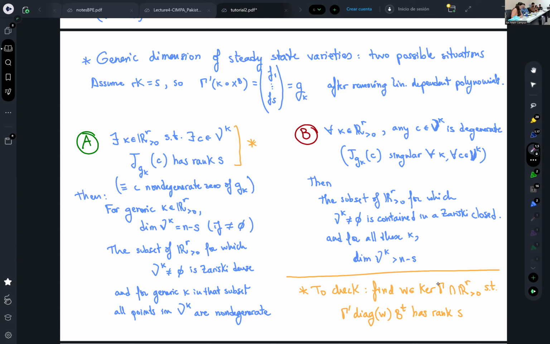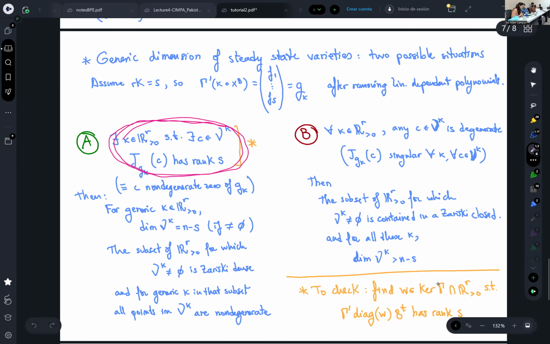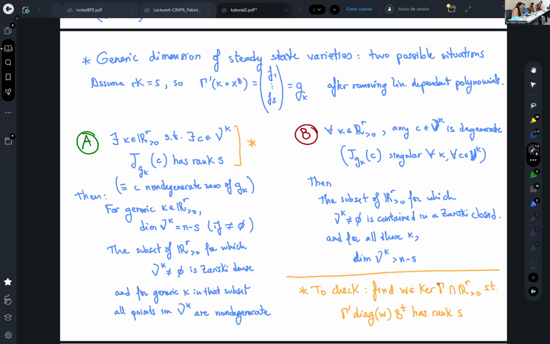And the two situations are the following. Either I have some K such that the corresponding steady state variety for that K has some point, let's say some positive point, with Jacobian having rank S, so non-singular Jacobian. So this would be a non-degenerate zero of this function.